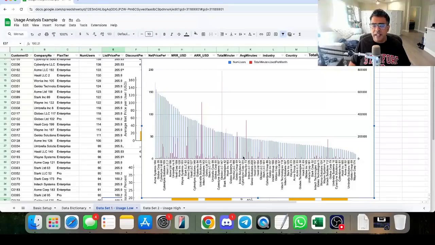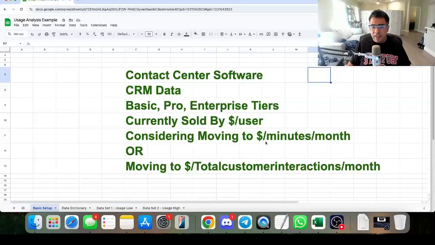This is a very basic analysis, and now with AI tools, you can easily load this data into an LLM and ask for statistics. You don't even have to run a pivot table. All right. But I set this up with a question. I can either move to dollars per minute per month or move to dollars per total customer interaction per month.